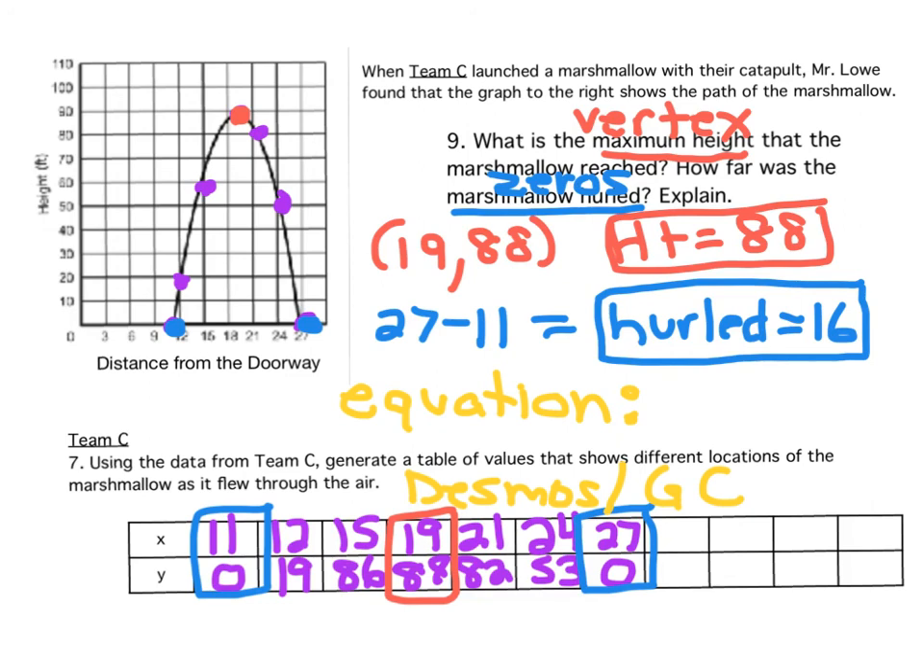Then go ahead and finish up by answering questions 10 and 11 and placing all 3 on the graph and making some comparisons.